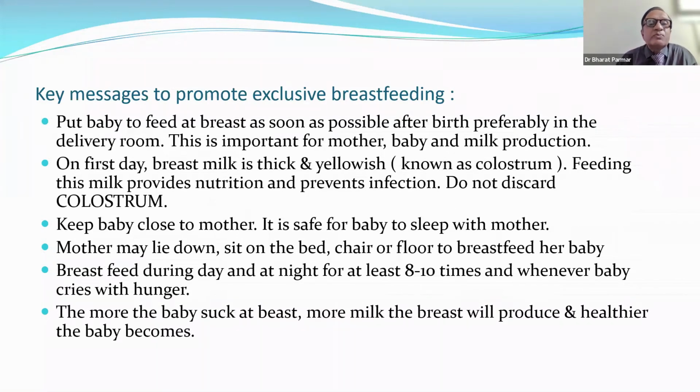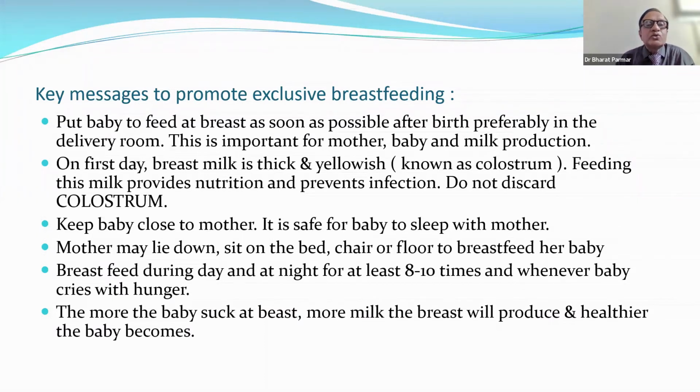Key messages for promoting exclusive breastfeeding: put the baby to feed at the breast as soon as possible after birth, preferably in the delivery room, and this is important for mother, baby, and milk production. On the first day, breast milk is thick and yellowish, known as colostrum, and feeding this milk provides nutrition and prevents infection, and do not discard this colostrum.